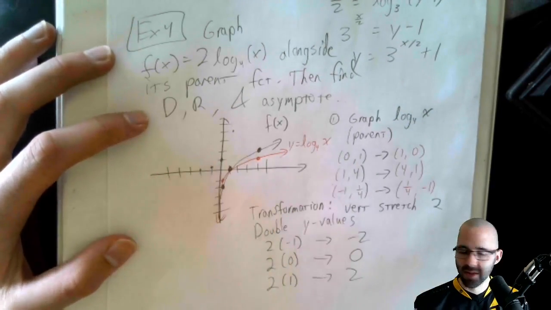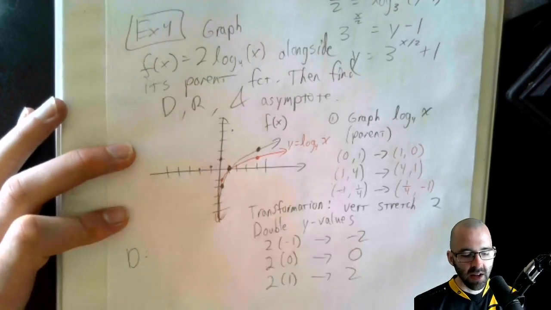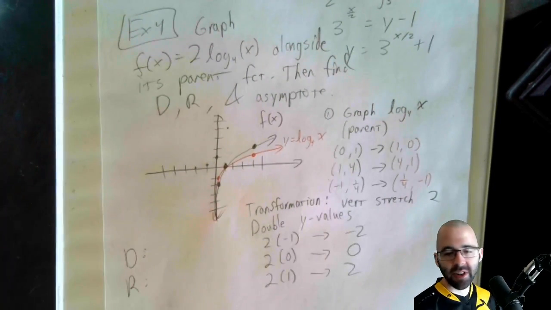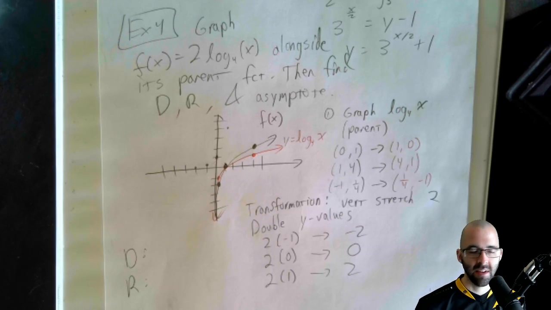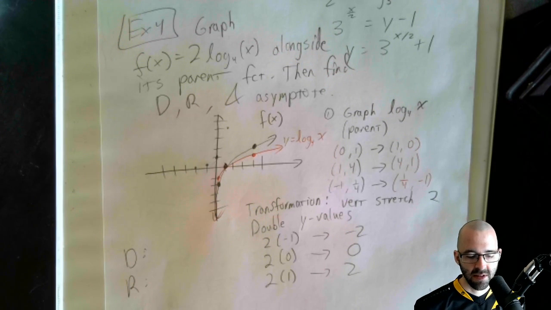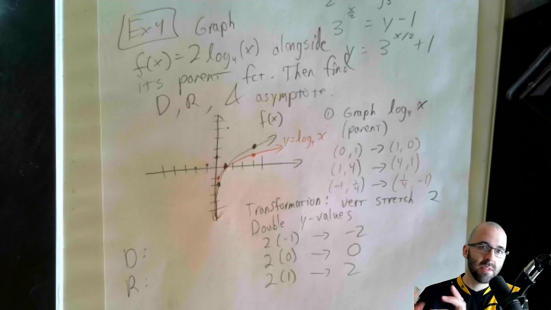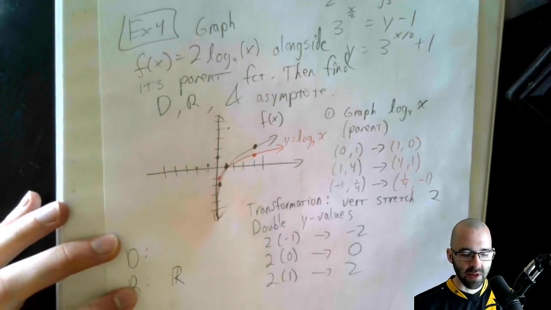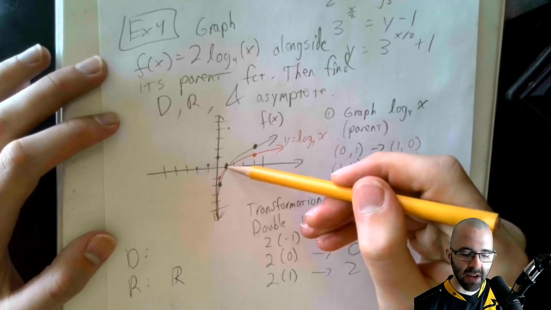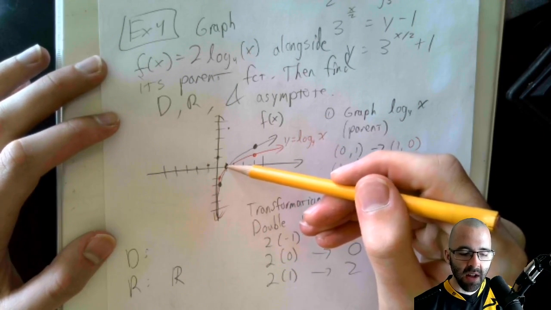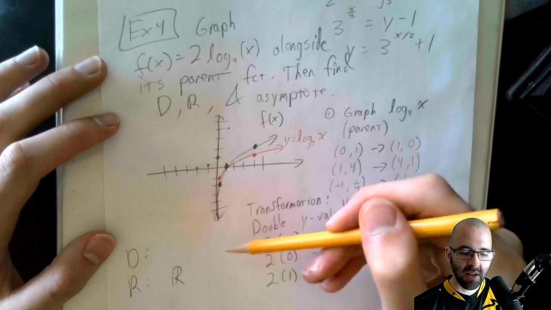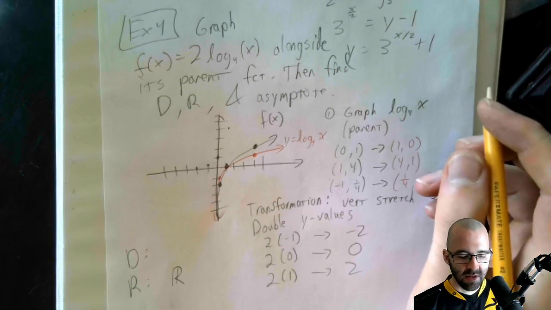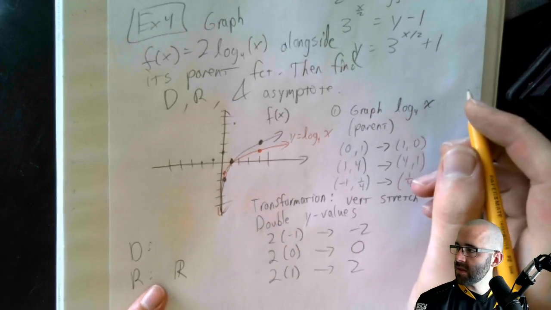Domain, range, asymptote. Okay? Domain. The domain of an exponential function is always easy. It's all real numbers. But remember that this is a logarithm, so it's the inverse. So the range is going to be all real numbers, right? What is the lowest y value of this pencil graph? Well, it goes off to infinity. What's the biggest y value? Well, it also goes off to infinity. So the range is all real numbers.